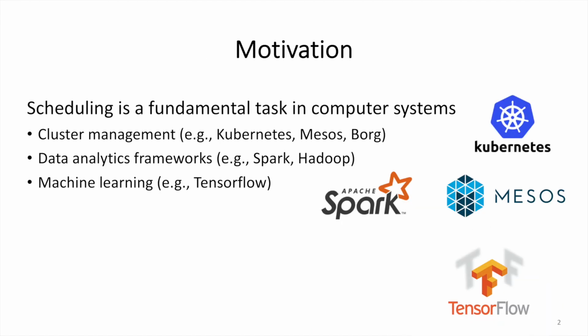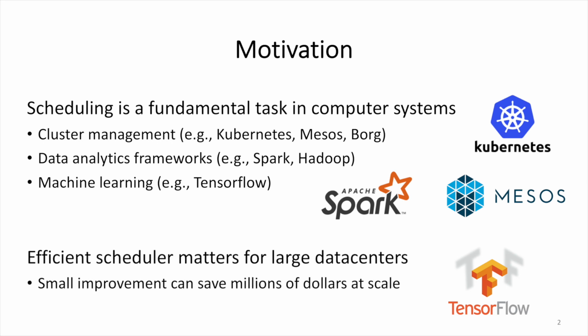Scheduling is a fundamental task in many computer systems. It serves as a core component in cluster managers like Kubernetes and Mesos, or data analytics frameworks such as Spark or Hadoop MapReduce. Improving the efficiency of a cluster scheduler is the key to save operation cost. Today's large enterprises like Google, Amazon, and Facebook deploy cluster infrastructure at the scale of billions or tens of billions of dollars. At this scale, even a fraction of improvement in the scheduling efficiency can save millions of dollars.